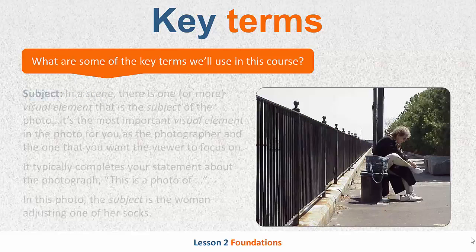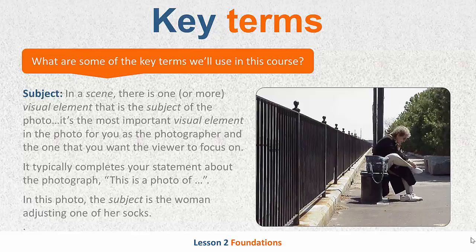In a scene, there is one or more visual element that is the subject of the photo. It's the most important visual element in the photo for you as the photographer, and the one that you want the viewer to focus on. It typically completes your statement about the photograph: "This is a photo of..." In this photo, the subject is the woman adjusting one of her socks.